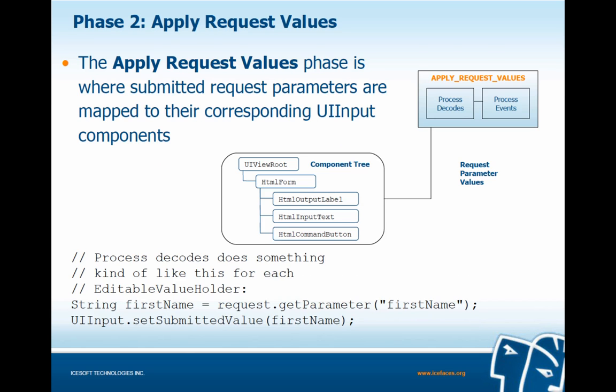The second phase is the apply request values phase and is where submitted request parameters are mapped to their corresponding UI input components. When the user submits a form, all values are passed as strings in the request parameter map. The apply request values phase is where we extract this value and set the submitted value on the component. Now keep in mind that the submitted value is not the same as the model value, which will be set in the update model values phase.